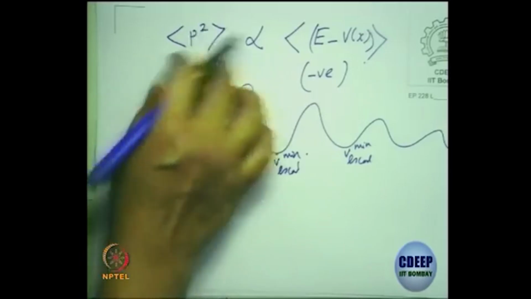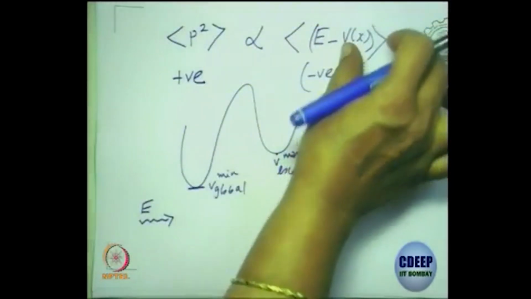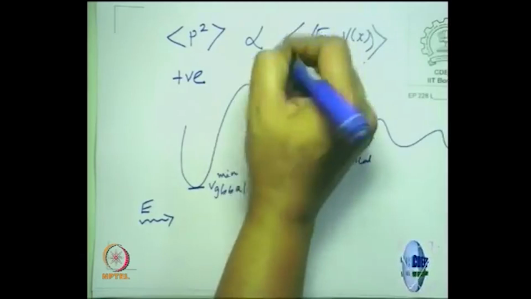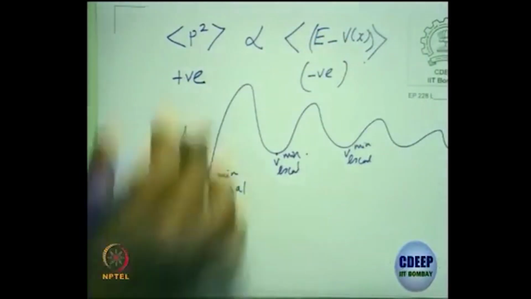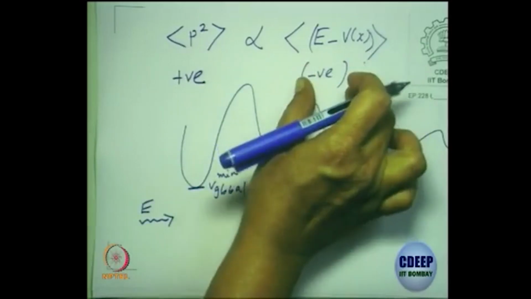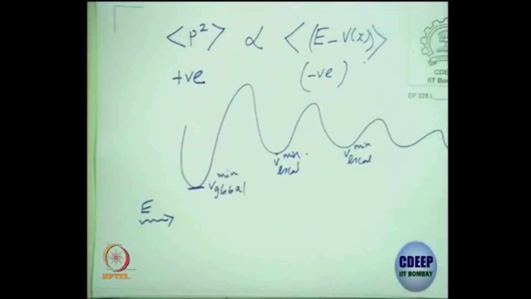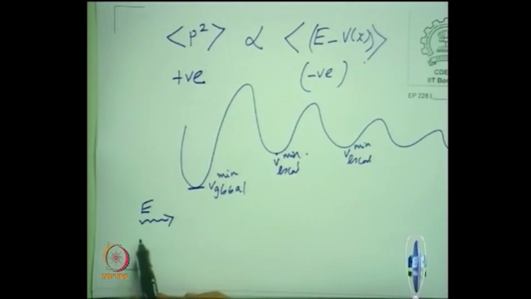Schrodinger equation says that this should be proportional to this. In fact, the proportionality constant is a positive number. I am not writing it for you; please go and fill in this gap. Right hand side is negative, left hand side is positive, which is a contradiction, which means you cannot have energy of a particle to be less than the global minimum as an allowed solution.